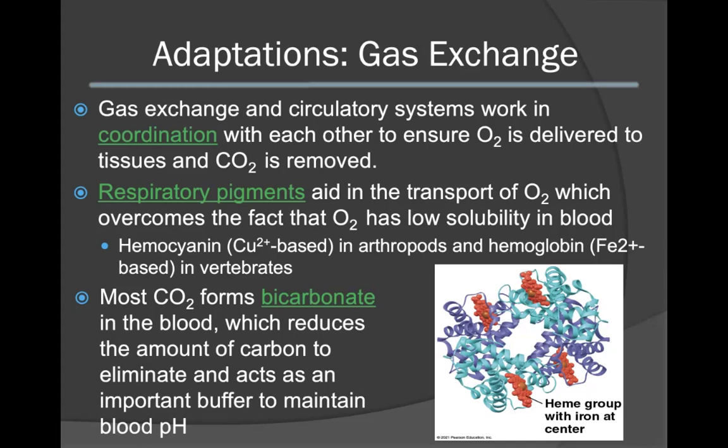In general, most carbon dioxide forms bicarbonate, as we've seen in the previous slide. This helps to reduce the amount of carbon that actually needs to be eliminated out from the body. Thus, the body has a way to utilize the most of the carbon that is being produced by metabolic processes. Bicarbonate is an important buffer to help maintain the blood pH.